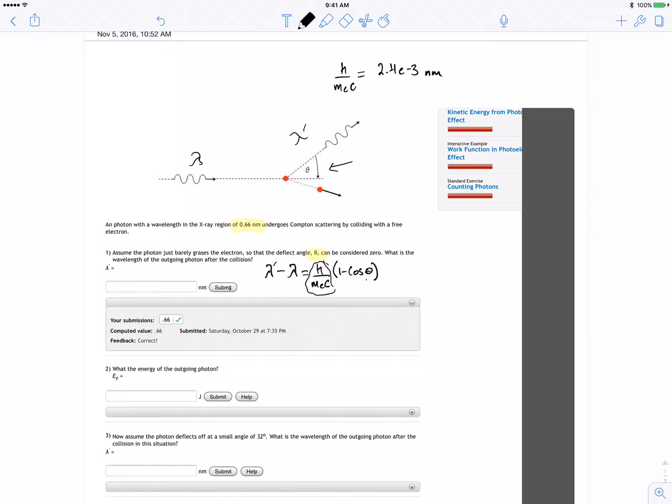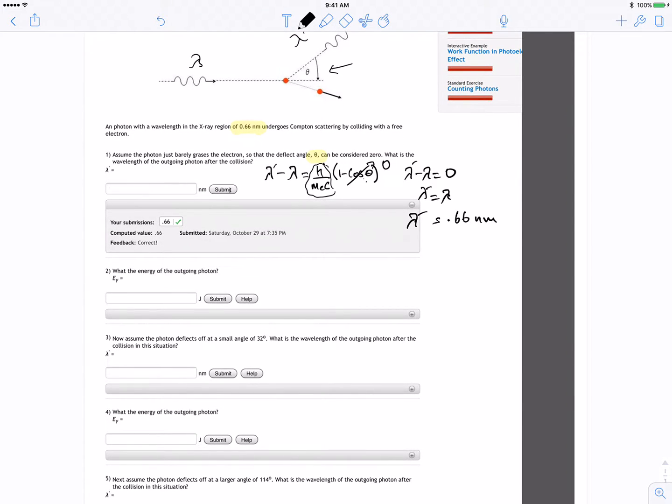For this question they want us to consider theta to be 0. That means the cosine of 0 is 1, so this term goes to 0. Then lambda prime minus lambda is equal to 0, which makes lambda prime equal to lambda. And lambda they gave us as 0.66 nanometers, which is the answer. Cool.